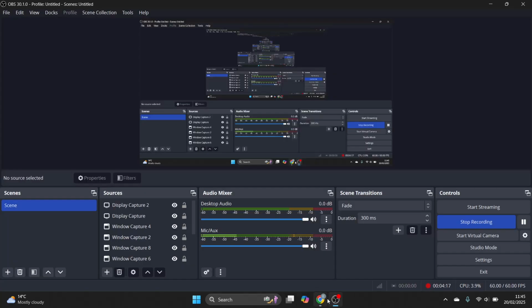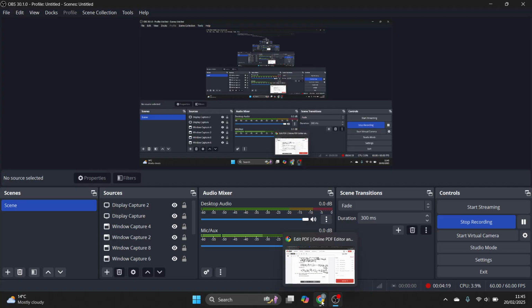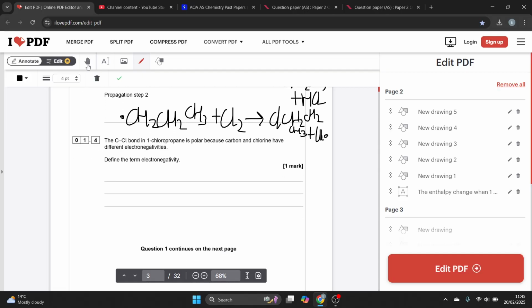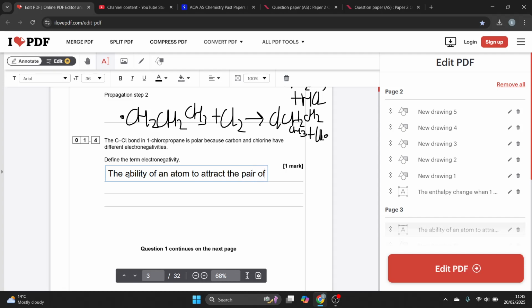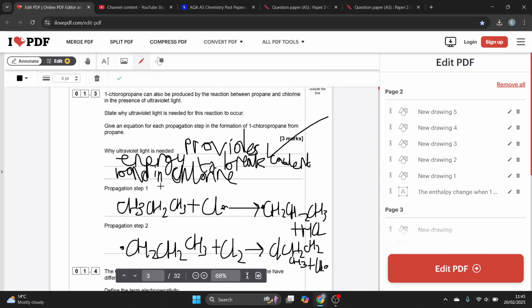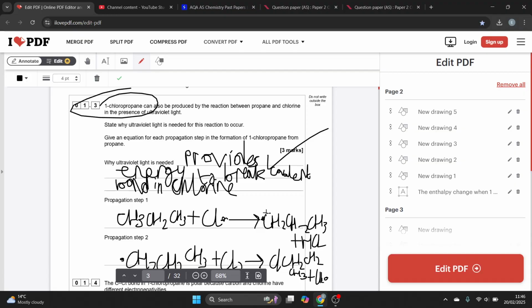Chlorine free radical. Now, the definition of the term electronegativity: the ability of an atom to attract the pair of electrons in a covalent bond. And this part provides energy to break the covalent bond of chlorine. I want to form 1-chloropropane, so the free radical has got to be on the first carbon, and then that's it.